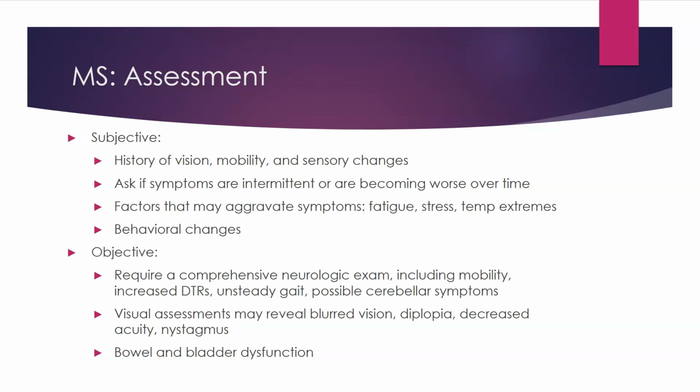Objectively, you're going to do a comprehensive neurological exam, looking at mobility, looking at their DTRs, seeing if they have an unsteady gait, or if there's any cerebellar symptoms with this. Visually, you're going to see if they have any blurred vision, diplopia, or decreased acuity, or nystagmus, and then ask them about bowel and bladder dysfunction.